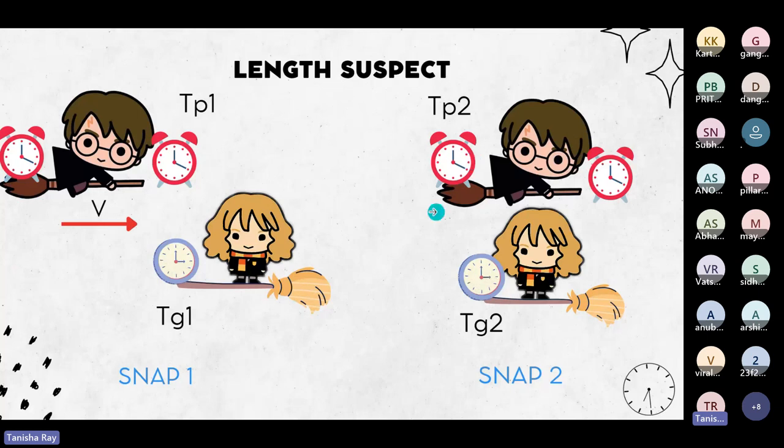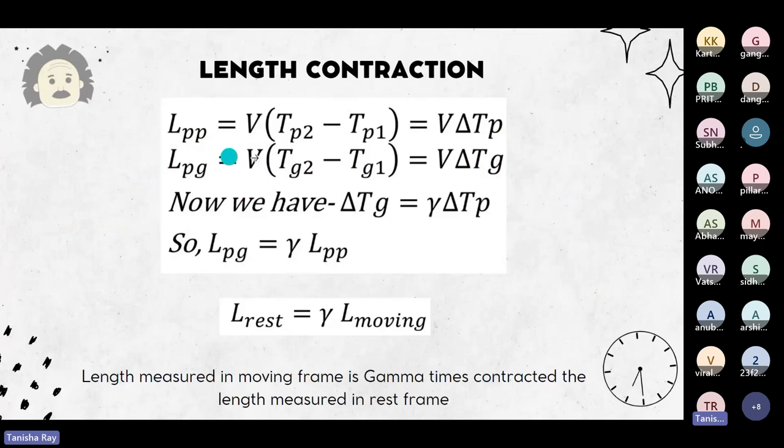So therefore, the length that Hermione has covered to travel from his first clock to second clock is V times the difference between TP2 minus TP1. And this gives the length of Potter's broom in Potter's perspective.